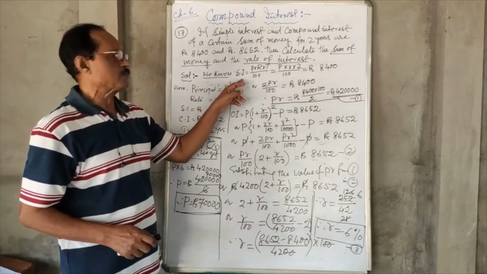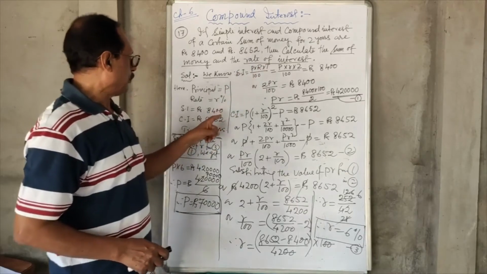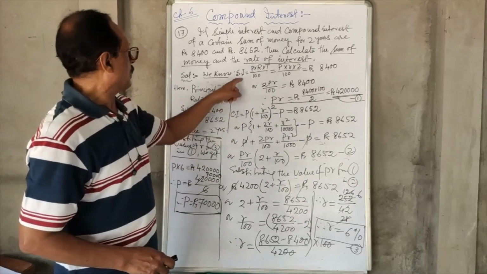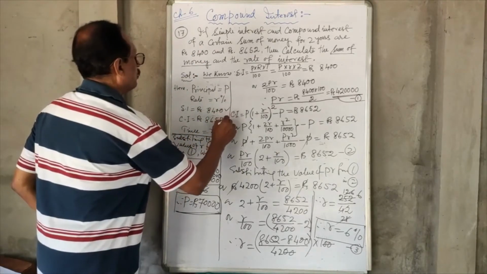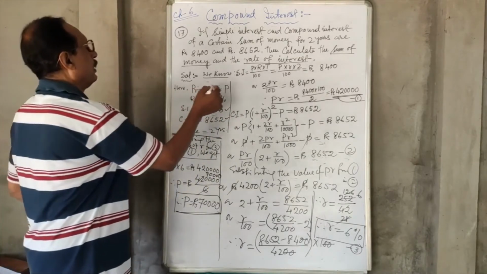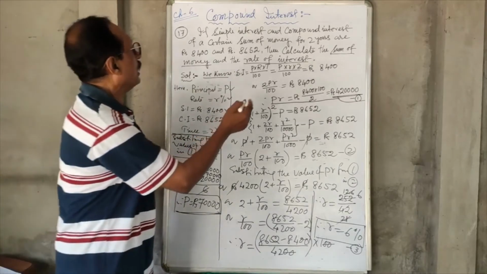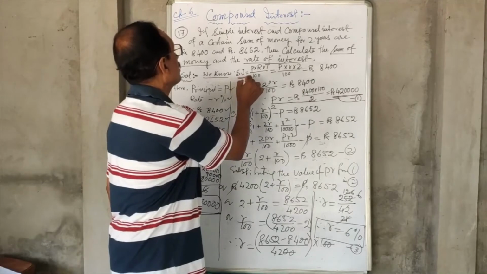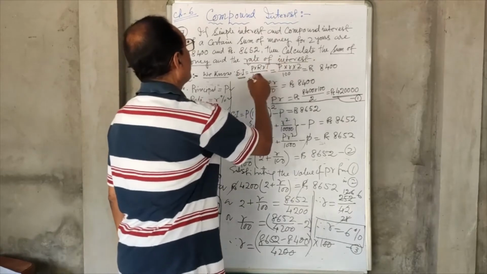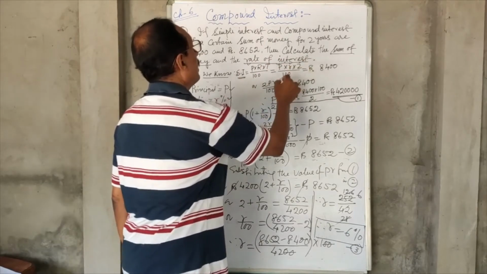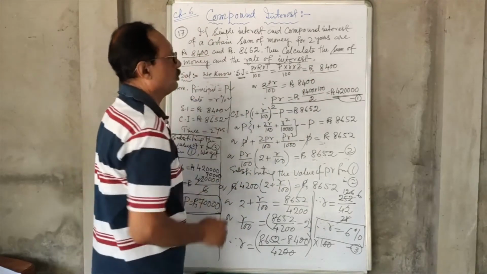You know the simple interest formula, P into R into T by 100, and the compound interest formula is also known to you. We have to find them separately, because simple interest is given and compound interest is given. We have to find out the principal P and the rate of interest R. Firstly we are calculating the simple interest. Simple interest is P into R into T by 100. In this case, principal is P, rate of interest is R, time is 2 years, by 100, and that sum given here is rupees 8,400.